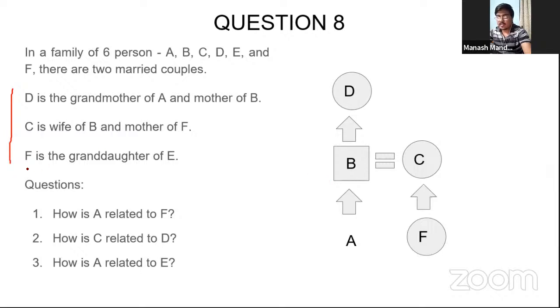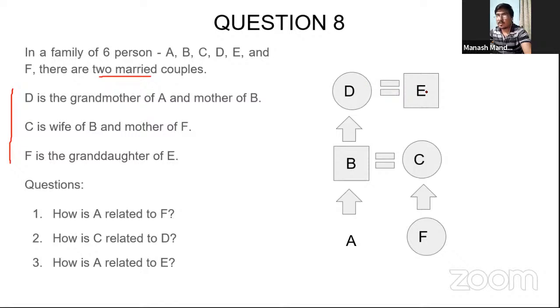Second, the last hint. F is the granddaughter of E. Granddaughter means it is C's father, right? Father or grandfather, of C's father and F's grandfather. So see, did I make out that these two persons are married? Because in the question it was given there are two married couples. We have one married couple here, B and C. Therefore, the other married couple has to be these two persons. Therefore, they are married to each other.